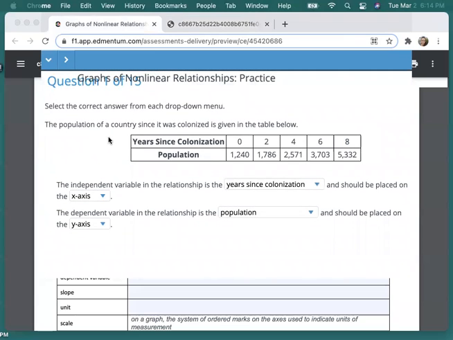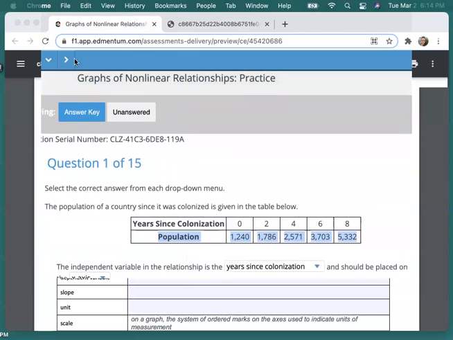So for this one, we are comparing independent and dependent variables. An independent variable is independent. It is not changed by anything. So years since colonization is going to be the independent variable. Years are going to happen no matter what. They're not going to be affected by anything. The population is the dependent variable, and that is what is going to change based on how many years have passed. So independent is the years, and that's going to go on the x-axis. The dependent is the population, and that'll go on the y-axis.